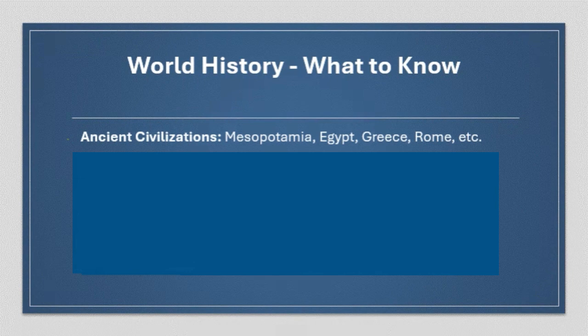Understanding these civilizations' contributions is key to seeing how modern societies have developed. For example, the Code of Hammurabi from Mesopotamia was one of the earliest written legal systems. In Egypt, the pyramids reflect incredible engineering and religious beliefs. In Greece, the concepts of democracy and philosophy still influence us today, while the Roman Empire's legacy is seen in modern legal systems and infrastructure.